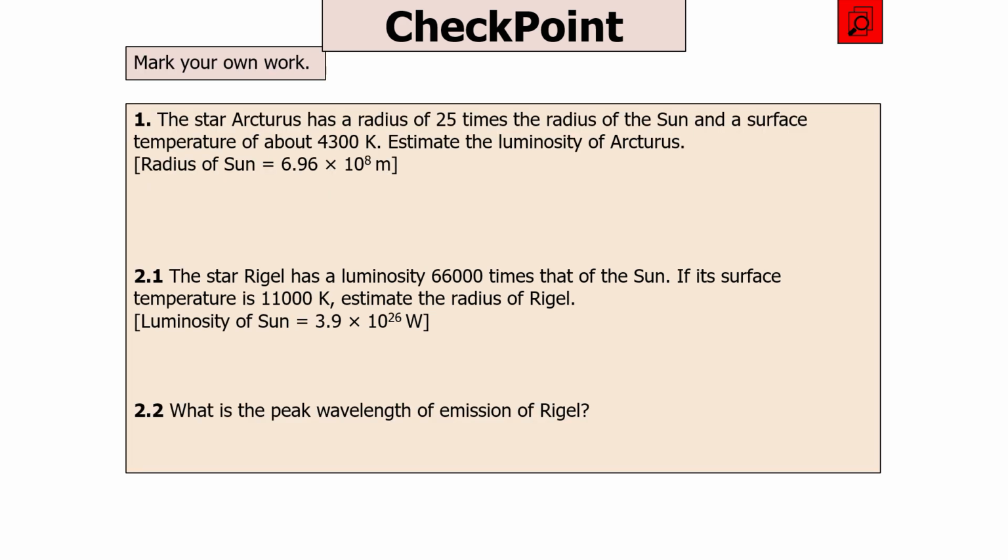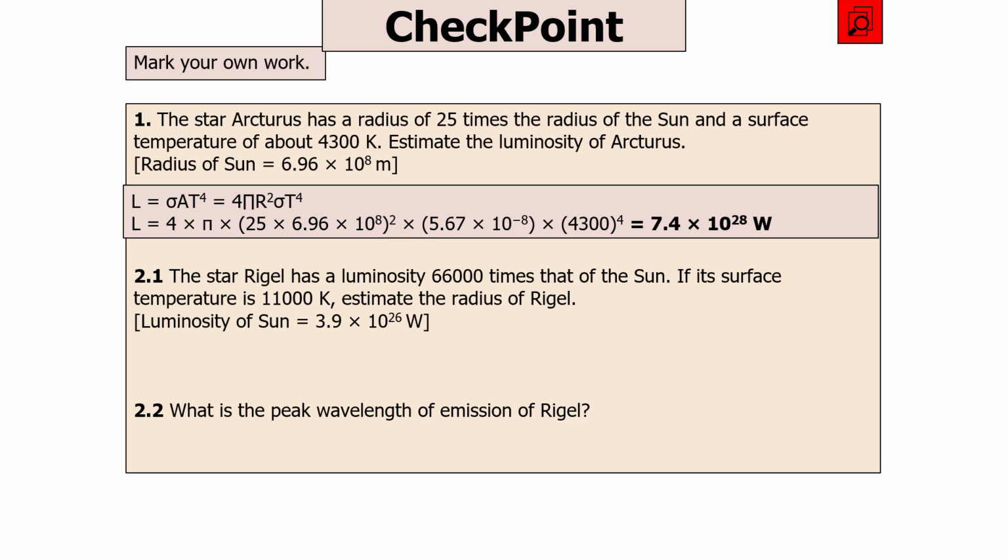Right, in this first one, we're trying to work out luminosity. So it's got to be Stefan's law. So it's sigma A T to the 4. So you pop in all those values. Remember, A is 4 pi r squared because it is this sphere. Remember, it's 25 times the radius of the Sun. Pop in all the values. It's 7.4 times 10 to the 28 watts.